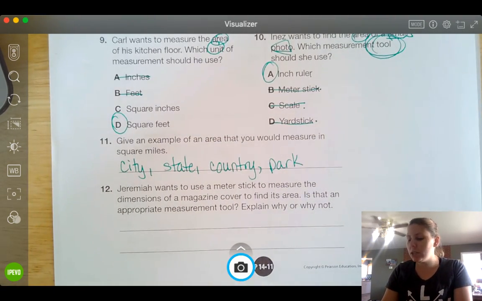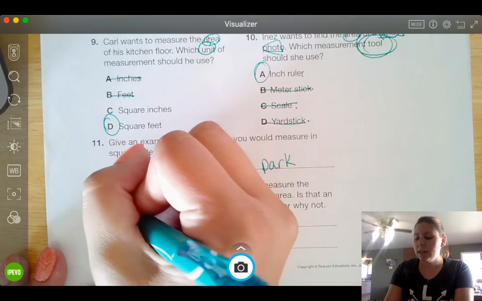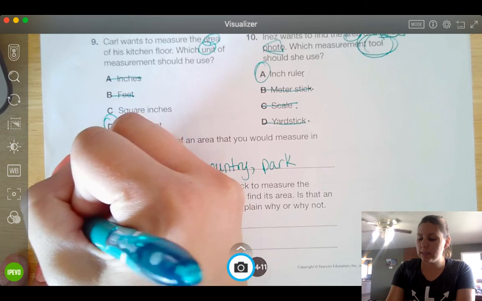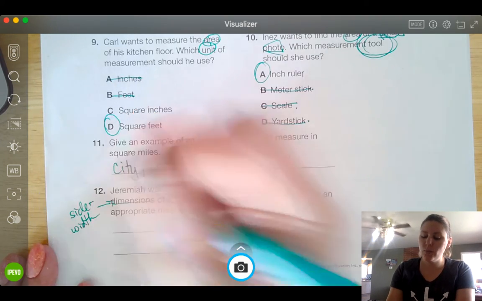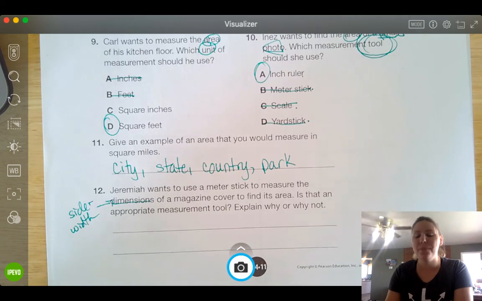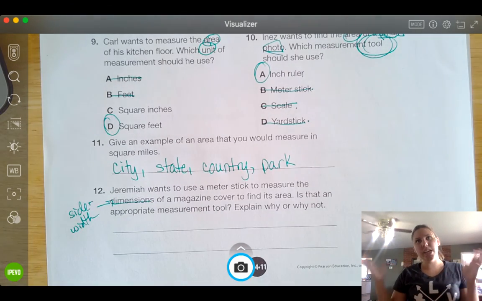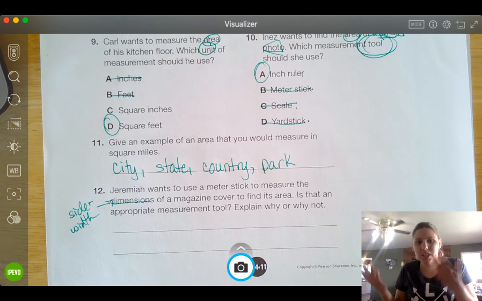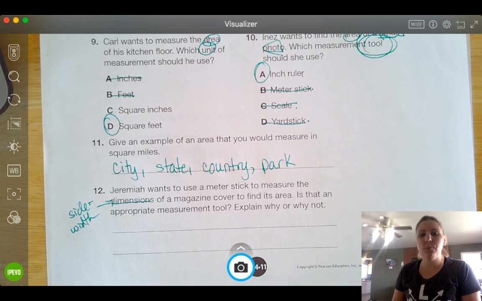Jeremiah wants to use a meter stick to measure the dimensions of a magazine cover to find its area. Now, dimensions just means side, width, length. Oh, tongue-tied today, you guys. So the dimensions, it's just a fancy word for the sides. That's it. He wants to find its area. What would be an appropriate measurement tool? Explain why or why not.